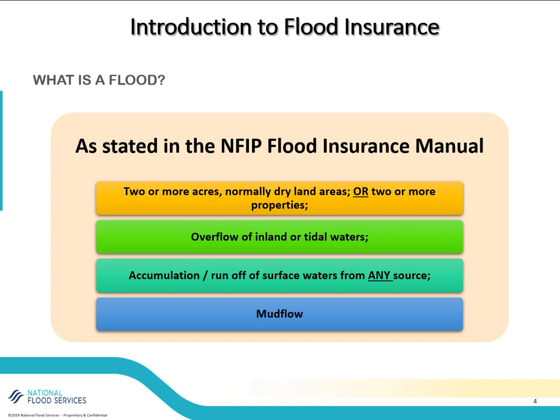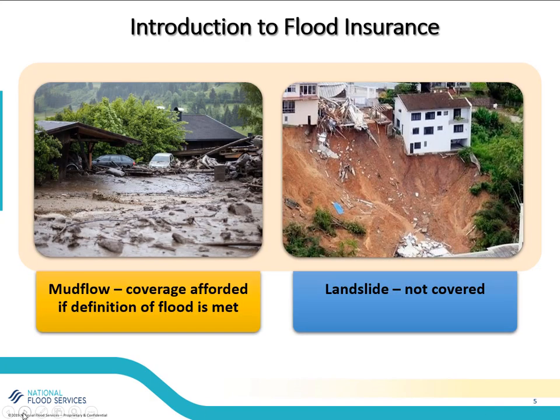Another important phrase in the definition is that the waters can come from any source. It doesn't have to be a hurricane or a tropical storm. The storm drain outside my condo could freeze. When the water rises, it could flood. And as long as my structure and another property would be flooded, that meets the definition of a flood.